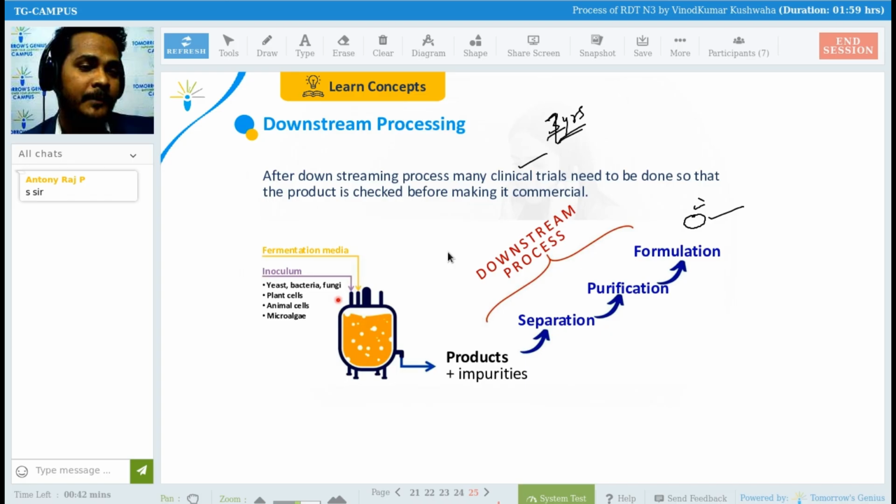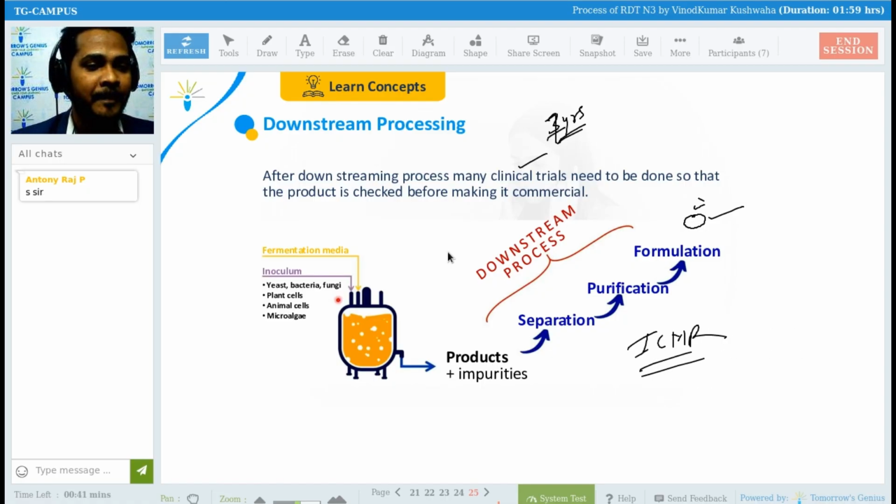What? From where? Tell me. Indian Council of Medical Research. It is a government organization that gives permission that your product is certified. So it is ICMR. How many of you know the name ICMR? What is ICMR? It's the Indian Council of Medical Research.